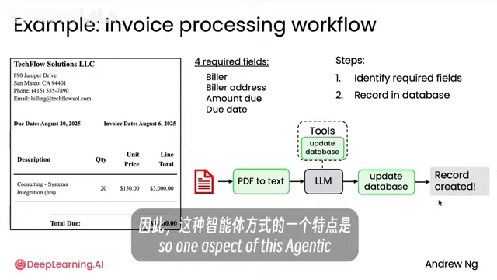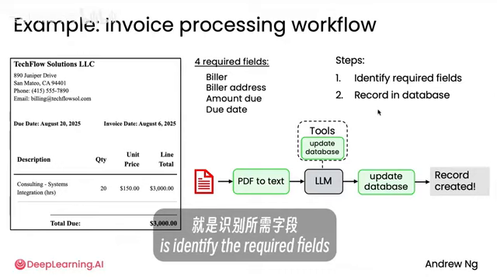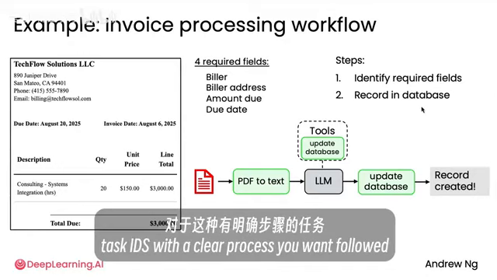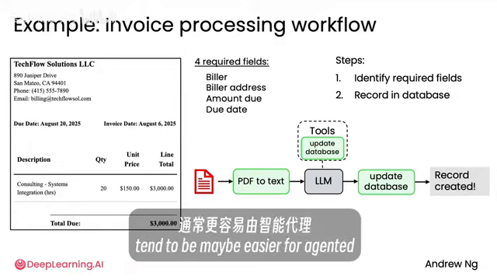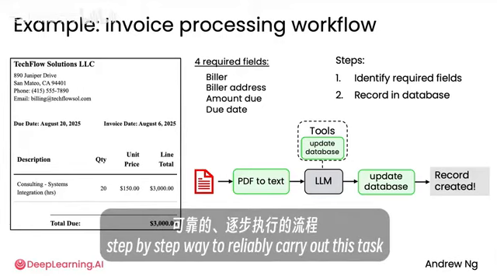So one aspect of this agentic workflow is that there is a clear process to follow. It's identify the required fields and record in the database. Tasks like these with a clear process you want followed tend to be maybe easier for agentic workflows to carry out because it leads to a relatively step-by-step way to reliably carry out this task.